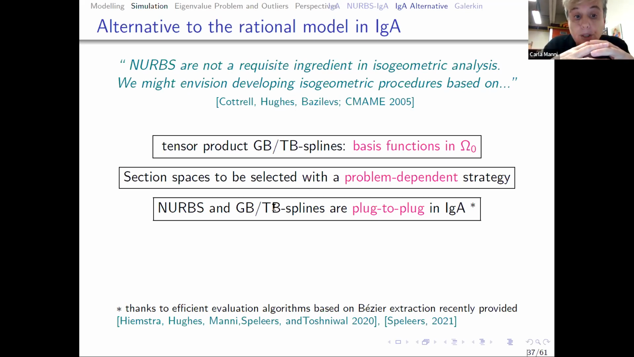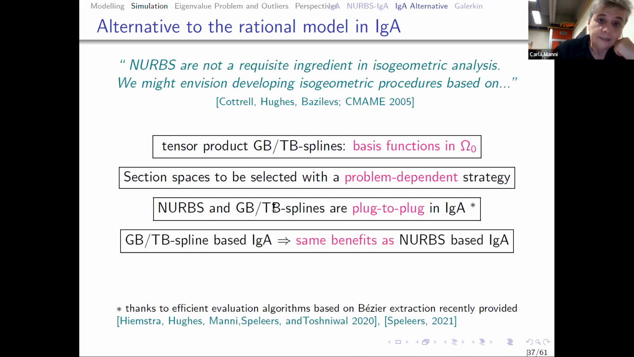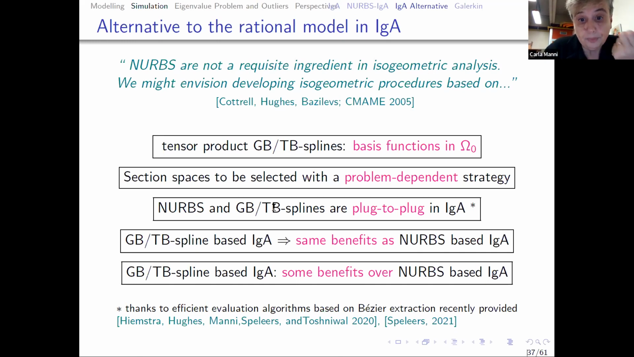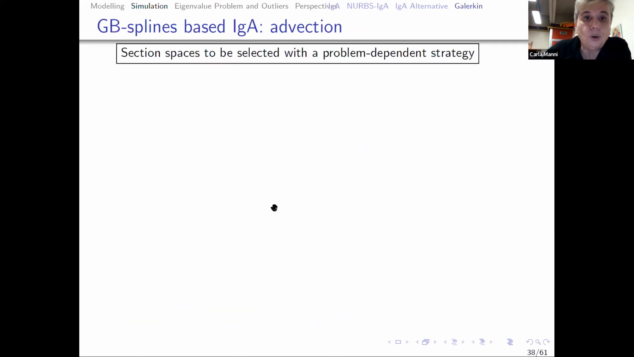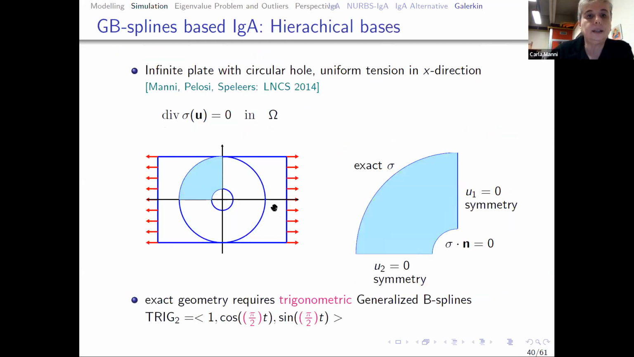And which spaces do you have to choose? Well, this is done from a problem-dependent perspective. It is the problem that gives you the idea of which space is more appropriate. I'll show you in a minute some examples. Generalized B-splines and Tchebycheffian B-splines are actually plug-and-play with NURBS in isogeometric analysis. This is now possible because there are efficient evaluation algorithms based on Bézier extraction, also for generalized B-splines and Tchebycheffian B-splines. So you keep with these functions the same benefits as NURBS, but maybe you can gain something more over NURBS by using a problem-dependent selection of these spaces.